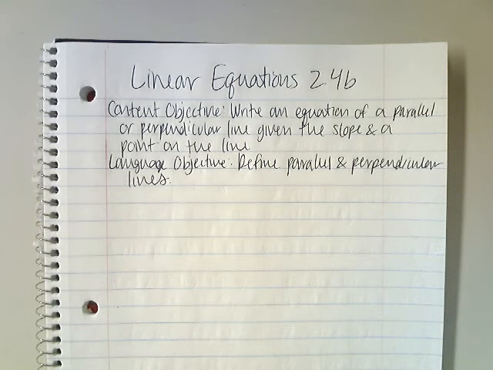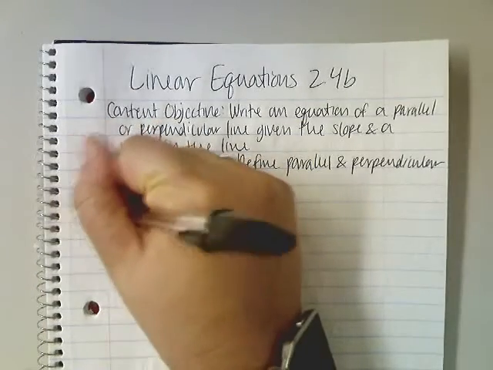All right, so our notes today are on linear equations once again, but this time it's 2.4b because we're going to write the equation of a parallel or perpendicular line given a slope and a point on the line. So our language objective will be to first define parallel and perpendicular, so that's where we're going to start today.